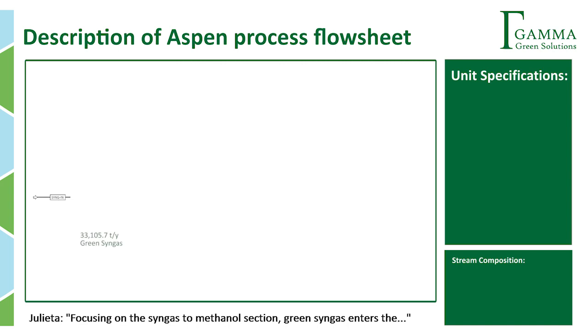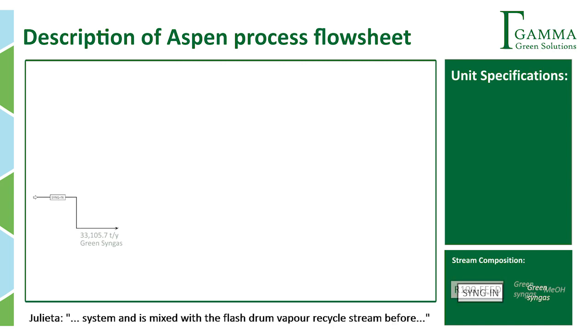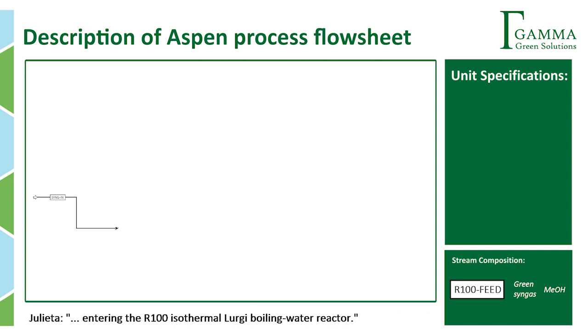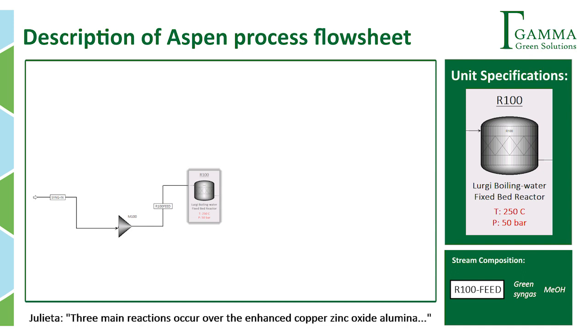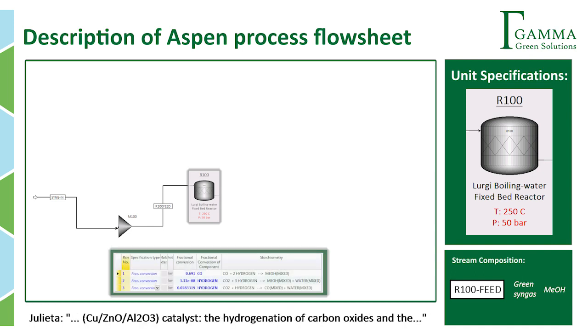Given this overview, a detailed description of the process flow diagram will now be provided and will include Aspen simulation decisions. Focusing on the syngas-to-methanol section, green syngas enters the system and is mixed with the flash drum vapor recycle stream before entering the isothermal Lurgi boiling water reactor. 3 main reactions occur over the enhanced copper catalyst: the hydrogenation of carbon oxides and the reverse water-gas shift reaction. Byproduct formation is not taken into account due to the catalyst's high methanol selectivity, being 99.5%.